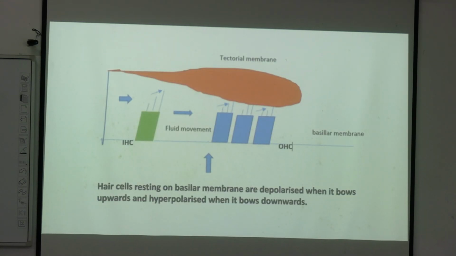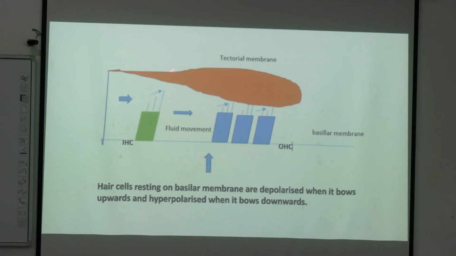So we talked about upward movement of the basilar membrane and change in membrane potential of the outer hair cell. So what happens to the inner hair cell? Actually, inner hair cells are connected to your auditory nerve, not the outer hair cells. Outer hair cells are free.